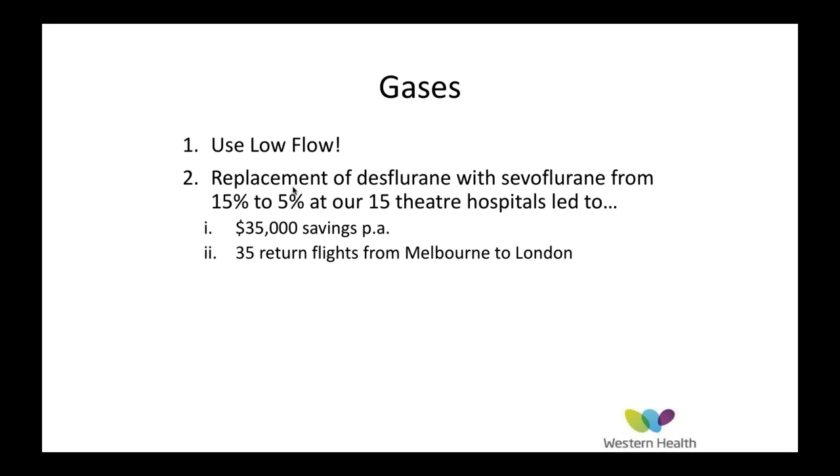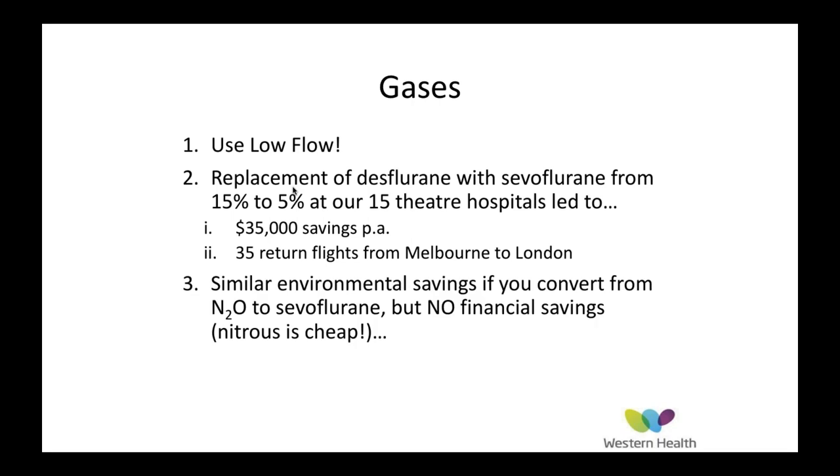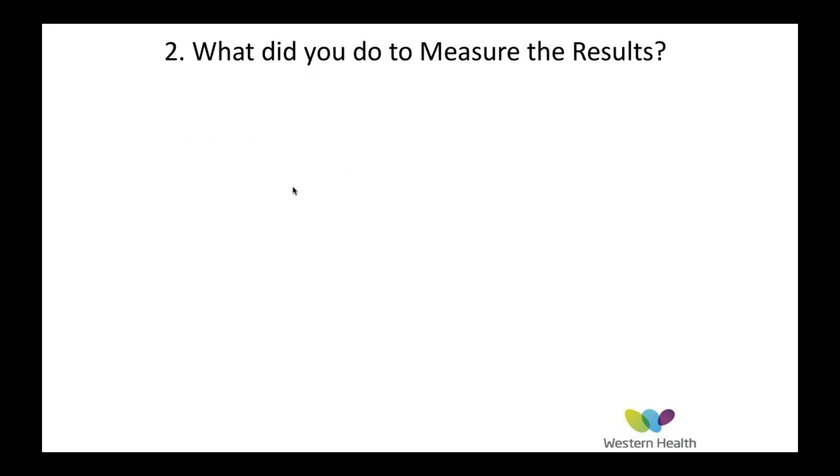And that led to about $35,000, or just under 30,000 US, in savings per annum. Next click. It's the same as about 35 return flights from Melbourne to London. That's not the entire plane, that's just for one person. But in other words, it's like you stopping your return flights every fortnight from Melbourne to London. And a similar environmental saving if you convert from nitrous oxide to sevoflurane. But the problem there is there's no financial saving because nitrous is cheap.